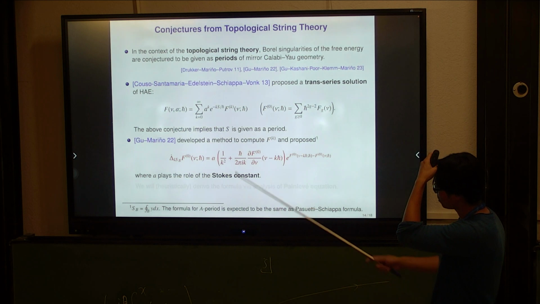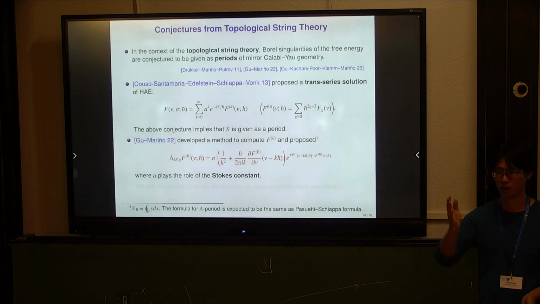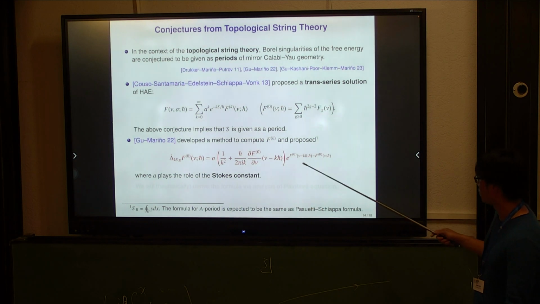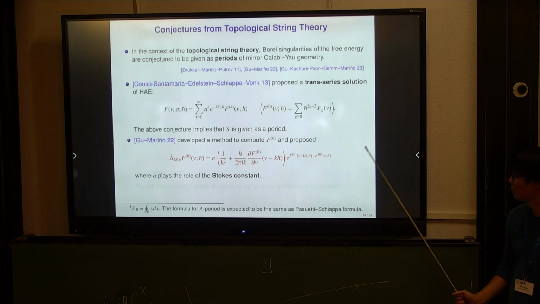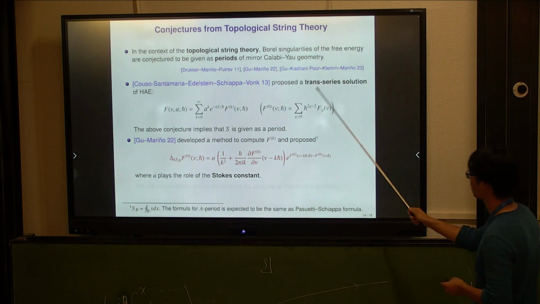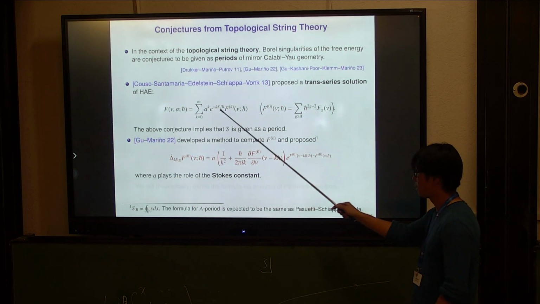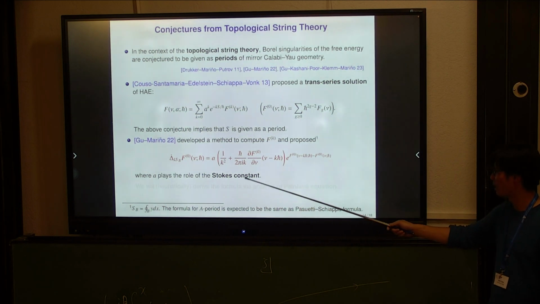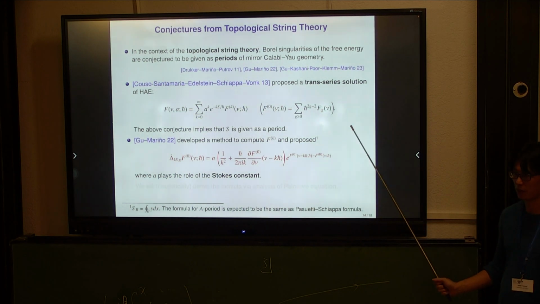But last year, maybe in November or December, Gu and Marino developed a method to compute these transseries terms. They obtained a closed expression of the transseries formula, and also proposed a conjecture on the alien derivative. Here F0 is the previous free energy, the perturbative one, which was discussed in the first part of my talk. If this Borel singularity is realized by the B period, then the transseries alien derivative must look like this. It should involve a shift of the parameters. So this is Gu-Marino's conjecture.